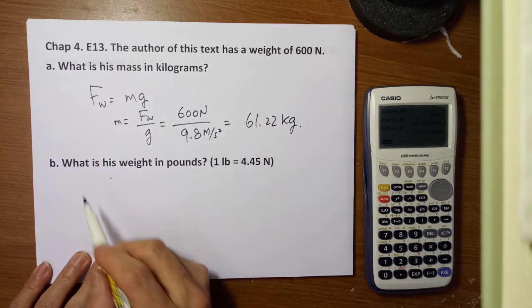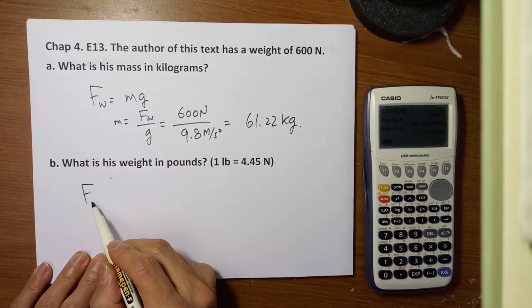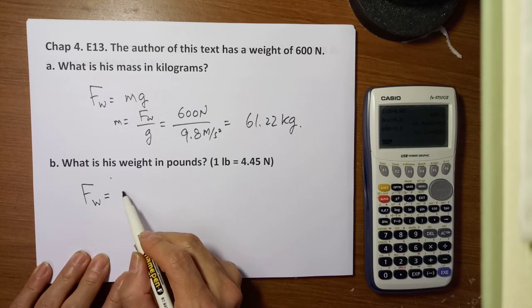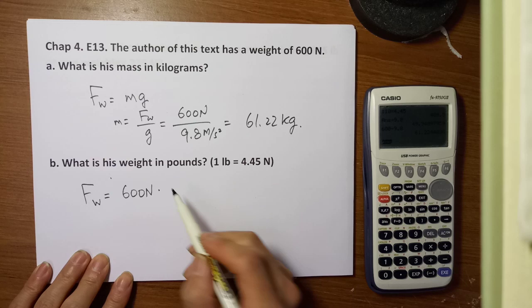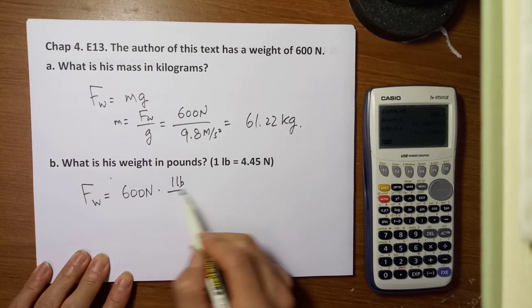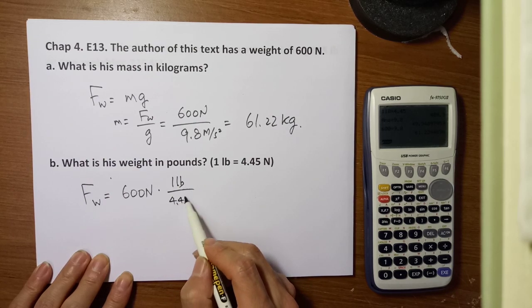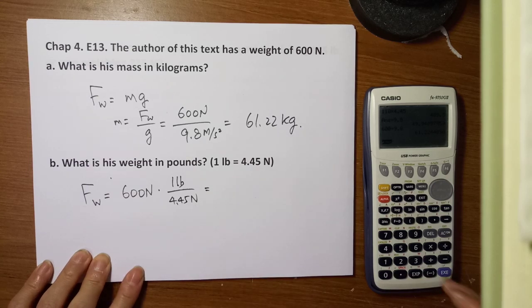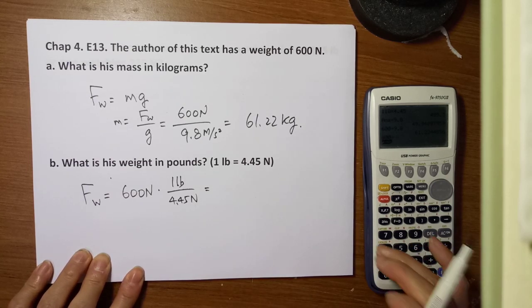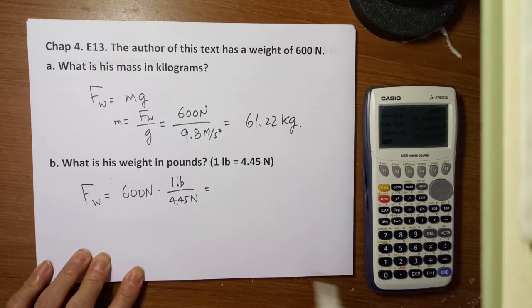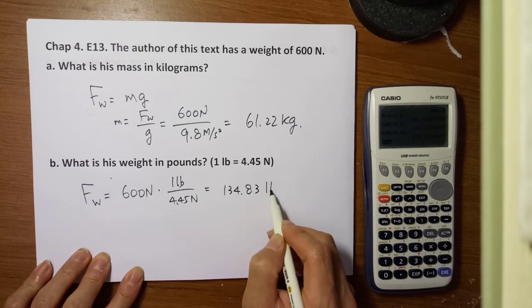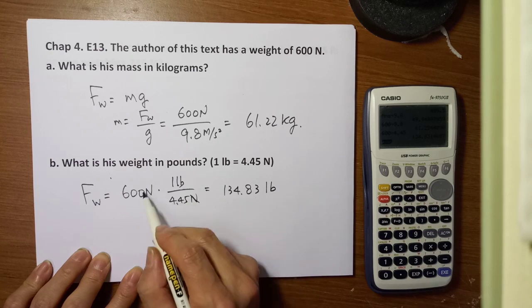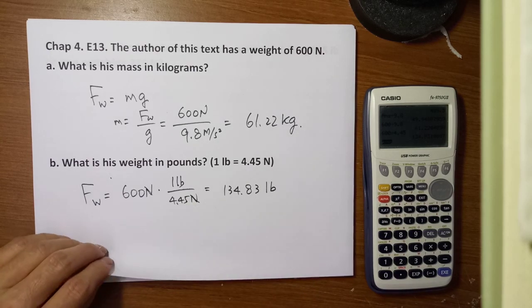And what is his weight in pounds? Okay, in that case, F weight equal 600 Newton, and 1 pound equal 4.45 Newton. So 600 divided by 4.45, then you will get 134.83 pounds. Newton cancel, and you get it.